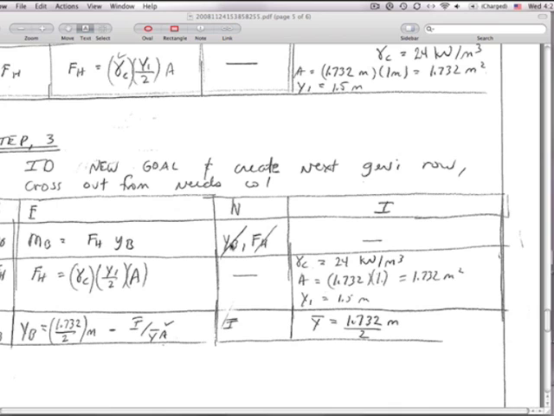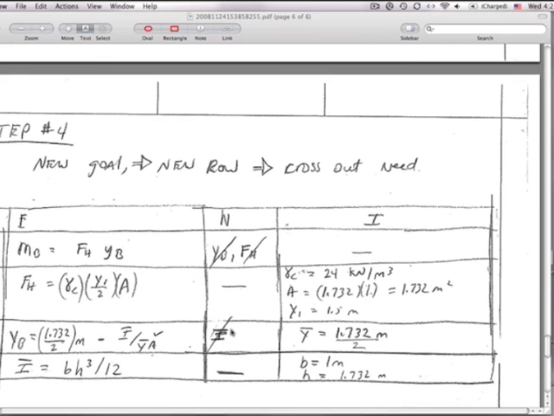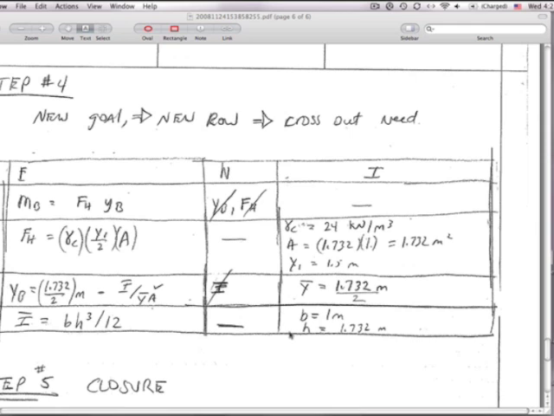So our new goal is how to find the area moment of inertia. So step 4, new goal, new row, cross out need. So we add a formula for the area moment of inertia, BH cubed over 12. We know what B is and we know what H is, and we add them over here to the information column. And there's nothing more in the needs column.